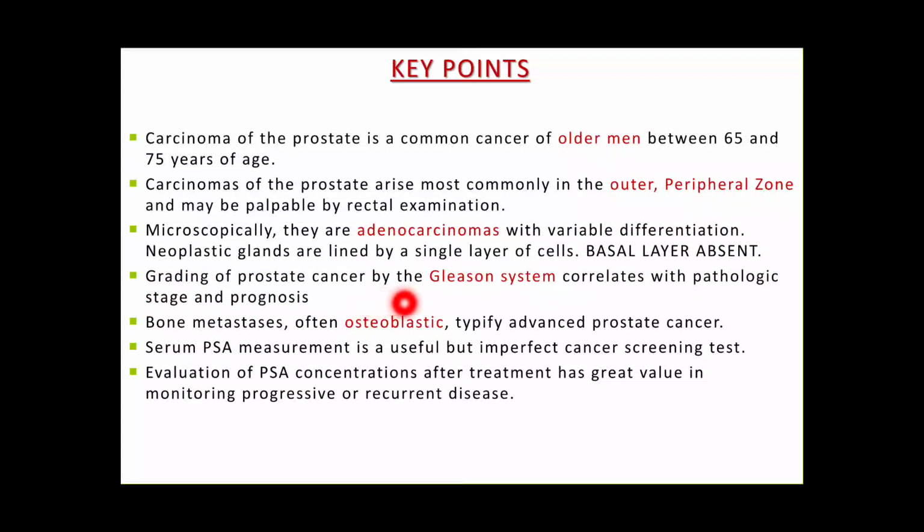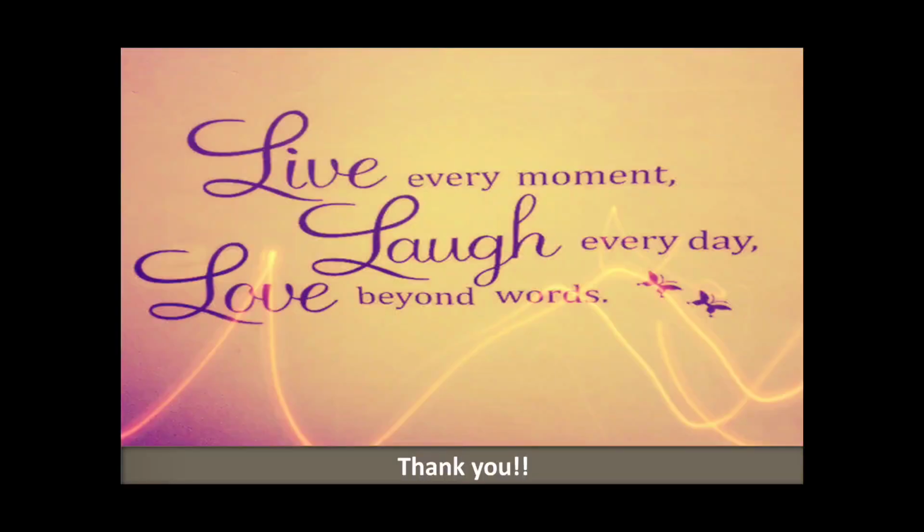Then grading of the prostatic cancer is done by the Gleason system, and it is very important for the prognosis of the patient. Bony metastasis is seen and it is often osteoblastic. Then serum PSA measurement is useful, but an imperfect cancer screening test. It can be used as an adjunct to the diagnostic panel, but it is not entirely diagnostic. Then evaluation of the PSA concentration after treatment has great value in monitoring. So for monitoring we can use PSA levels, because with the correct treatment the PSA levels will gradually go down. So thank you very much.